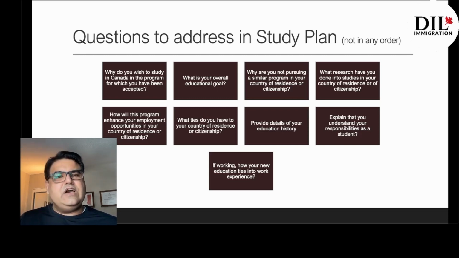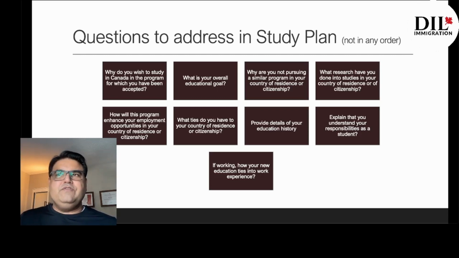So the next question is, how will this program enhance your employment opportunities in your country of residence or citizenship, right? So it has to make sense, right? At the end of the day, it has to do something in your home country. Why? Everything connects back to the home country or your country of residence.